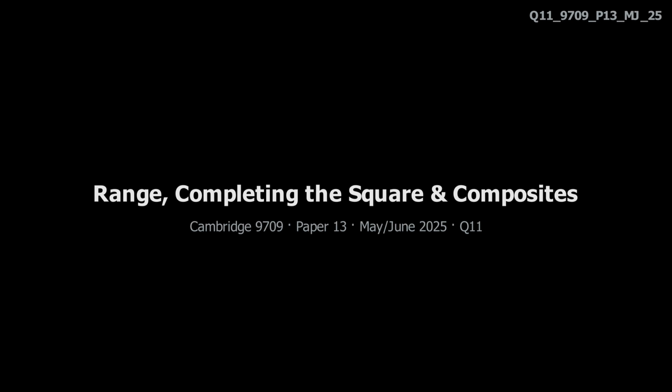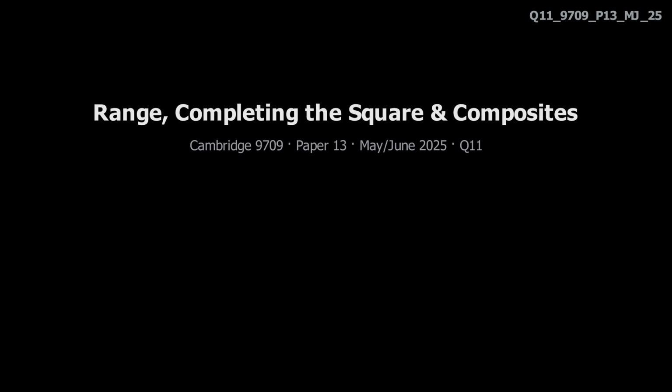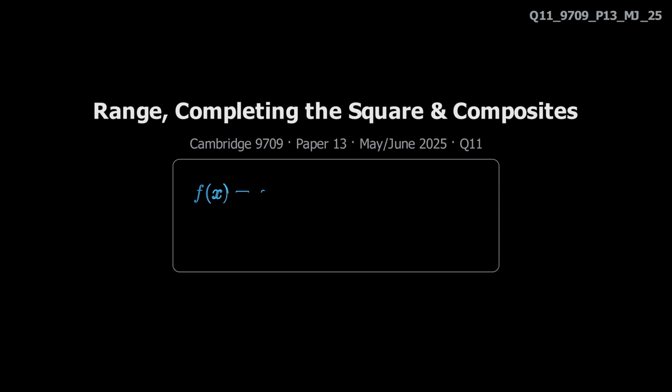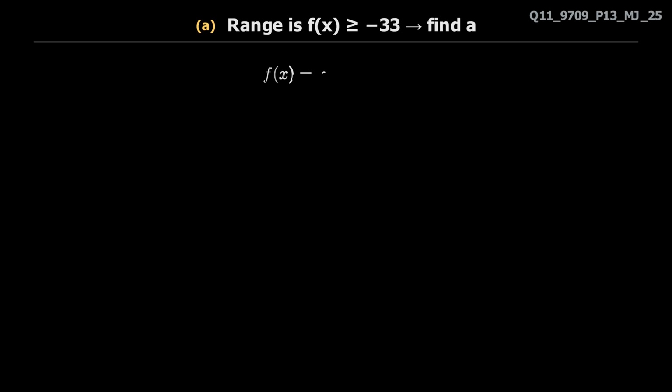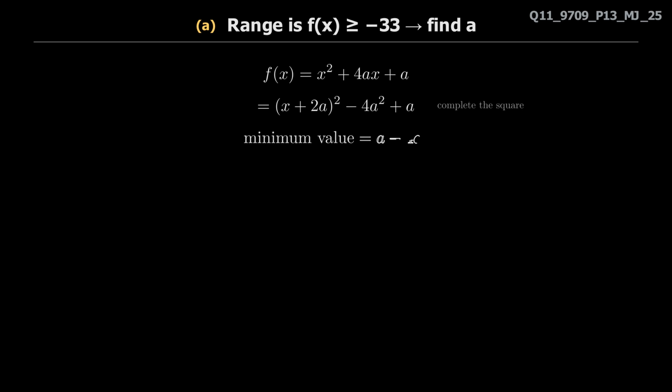Question 11, paper 13. Range, completing the square, and composite functions. f is a quadratic in x. g inverse is the cube root of 2x minus 4. Part A. f equals x squared plus 4ax plus a. Complete the square x plus 2a squared, minus 4a squared plus a. Minimum value is a minus 4a squared at x equals minus 2a.